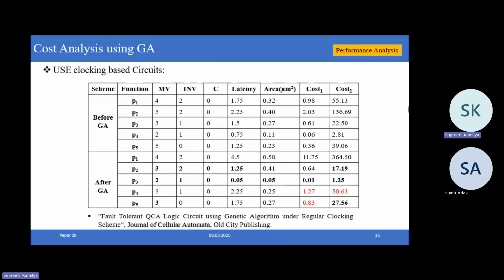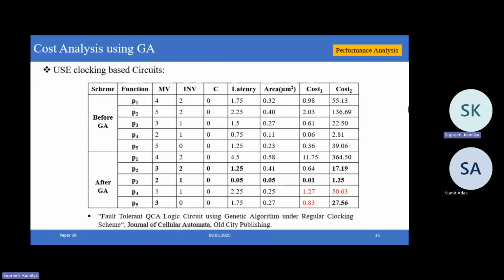Next, in this slide I have represented cost 1 and cost 2. We know that in QCA there are 2 cost functions. Cost 1 is a combination of area and delay. Cost 2 uses majority voter, inverter, wire crossing, and the delay. From this tabulation, we can find that for the P1 function, after applying the genetic algorithm, the number of gates is almost the same, but the circuit area increases, because we know that sometimes after using regular clocking, circuit area may increase. So that's why this happens here.